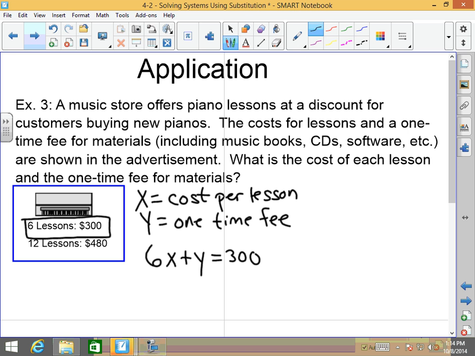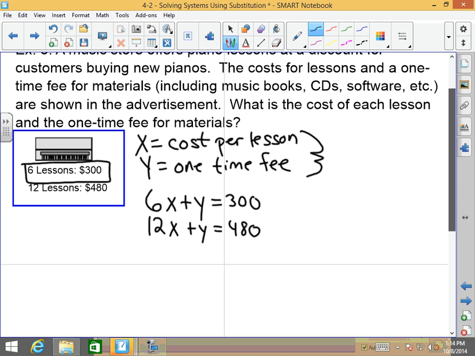My second equation is 12 lessons, which we called X, plus my one-time fee equals $480. That's the tough part here, guys. Once you get this, now it's Mickey Mouse time. But very important, you have to define the variables first. If you don't define the variables first, it's almost impossible to set up the equation. So now, let's solve it.